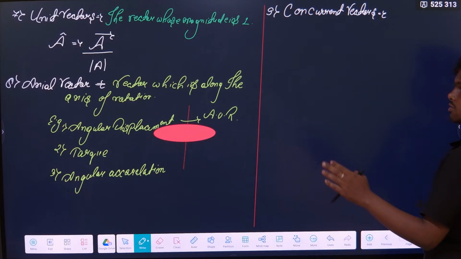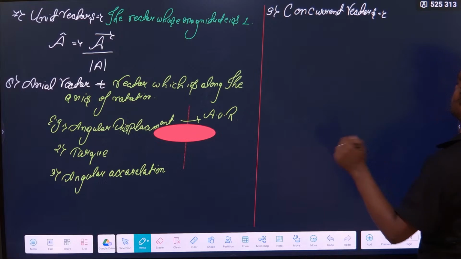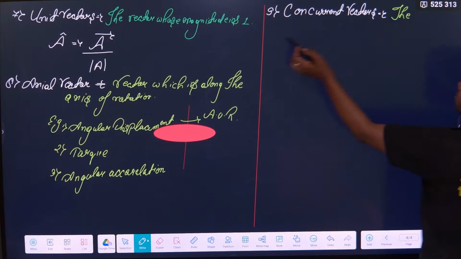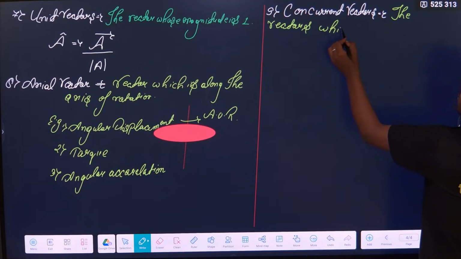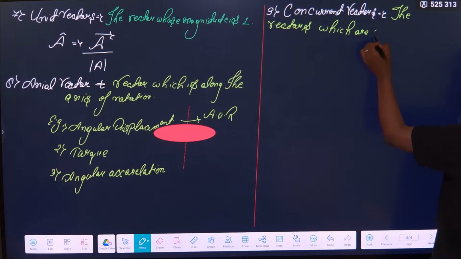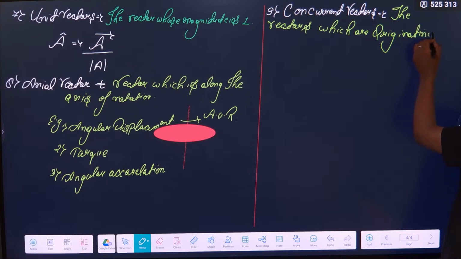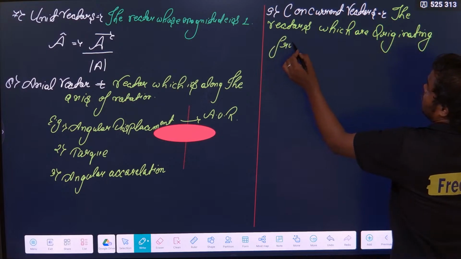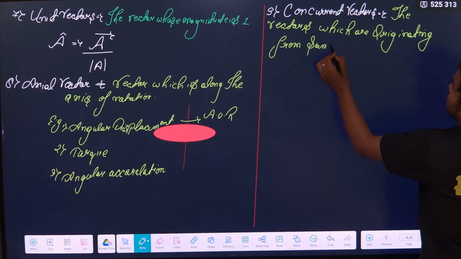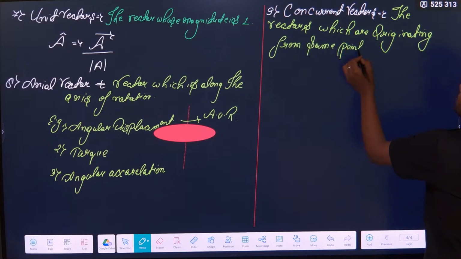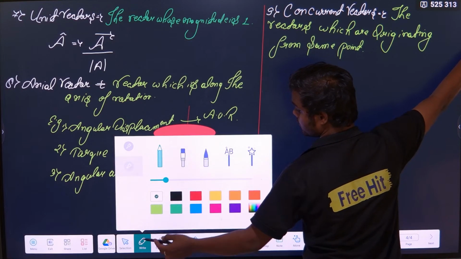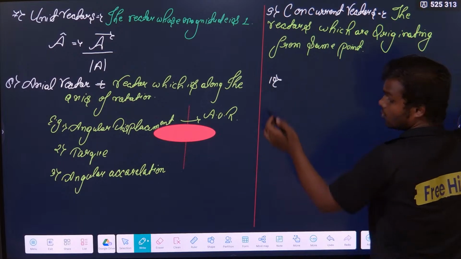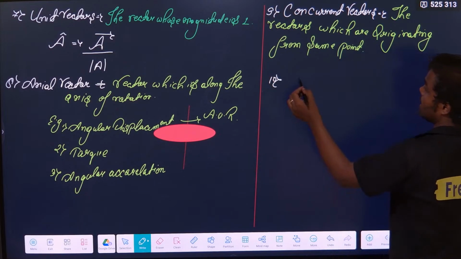Concurrent vectors means vectors that are originating from the same point. The vectors which are originating from the same point, correct? Next is the coplanar vector.